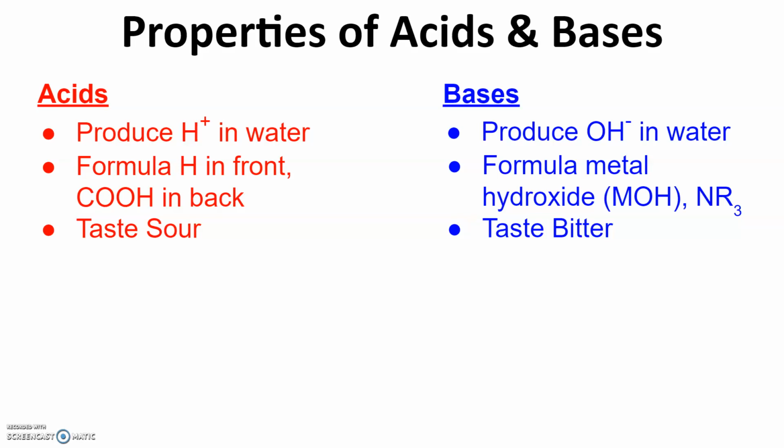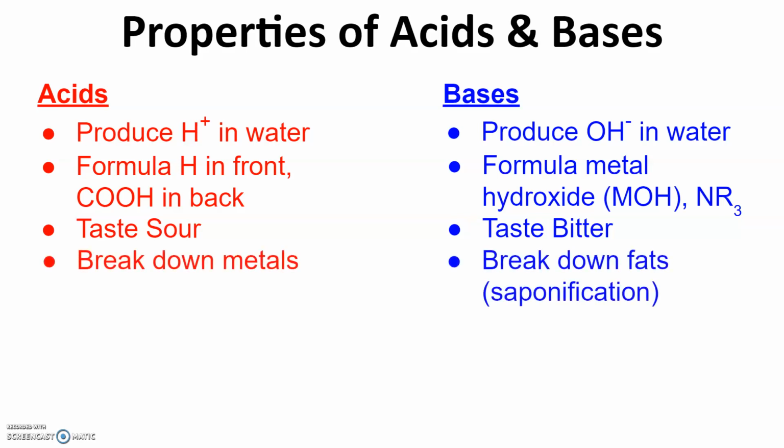So that's why when you think of acids, you may think of acidic fruits like citruses, and they have a sour taste. Acids also break down metals, whereas bases break down fats in a process called saponification. And if you are into soap making, that's the same reaction that you do when you're making soap. So you start with a fat and then you add some sort of base to it.